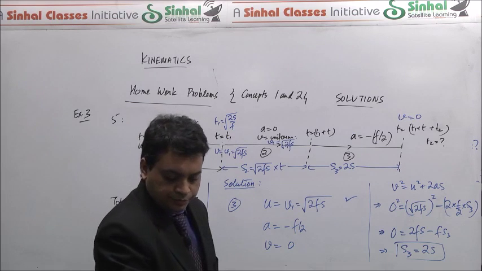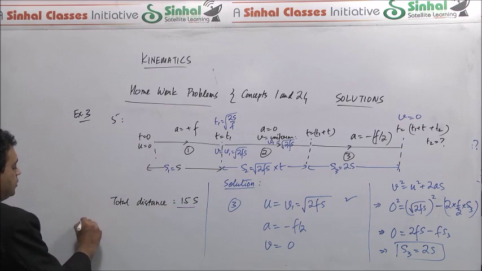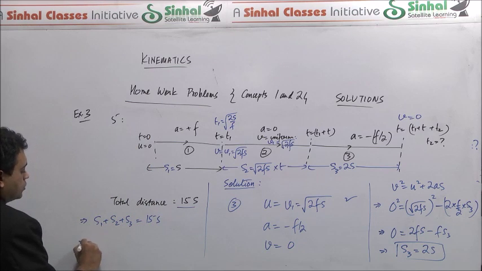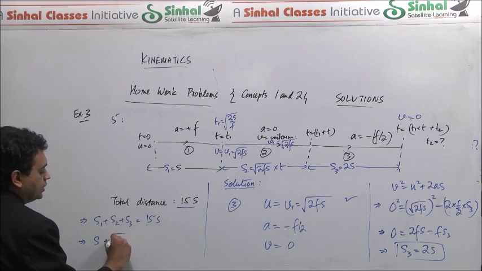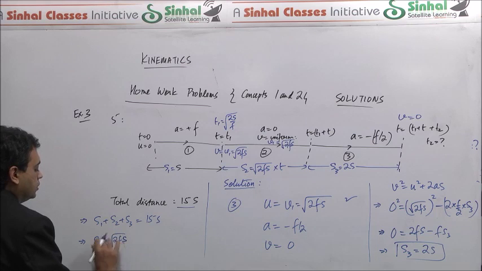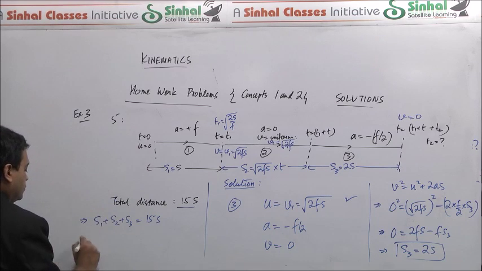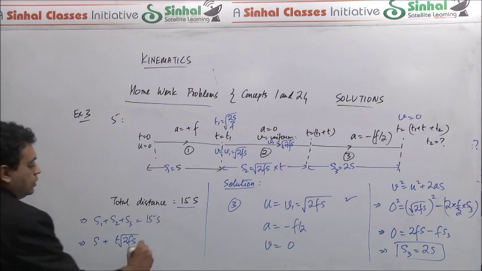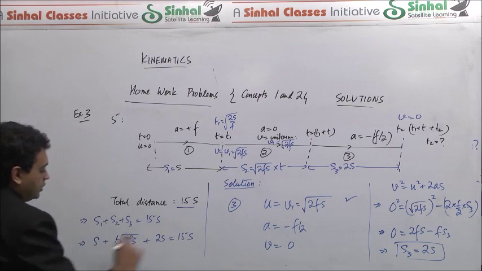Now we can see that the total distance being 15s means that s1 plus s2 plus s3 is the total distance, which is 15s. The displacement in the first interval was defined as s. The second interval we calculated to be the velocity, square root of 2fs, into the time interval, which was t. So s plus t into the square root of 2fs, plus the displacement in the third interval, which came out to be 2s. So that is 15s. Now it's a case of solving this simple equation.